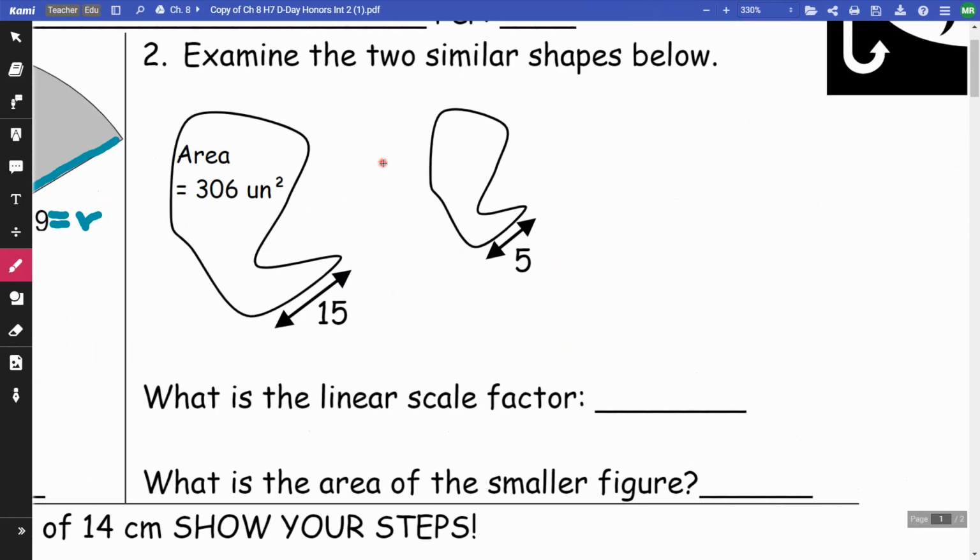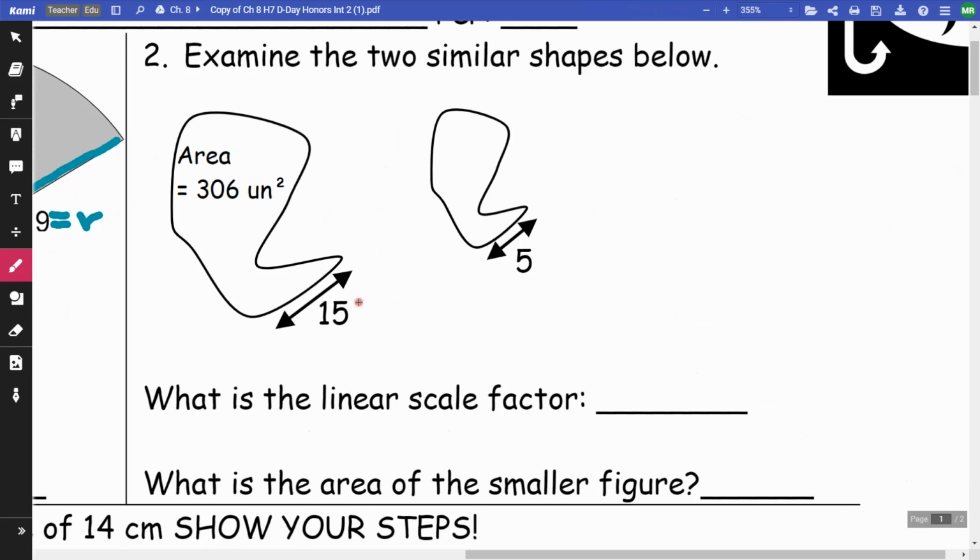On number 2, I am going to be looking at these two similar shapes here. What I know is happening from here to here, you can either think of it as I'm dividing by 3, or I am multiplying by 1/3. Okay. So what is a linear scale factor? I'm going to say it's 1/3. This one here is a third of the original one.